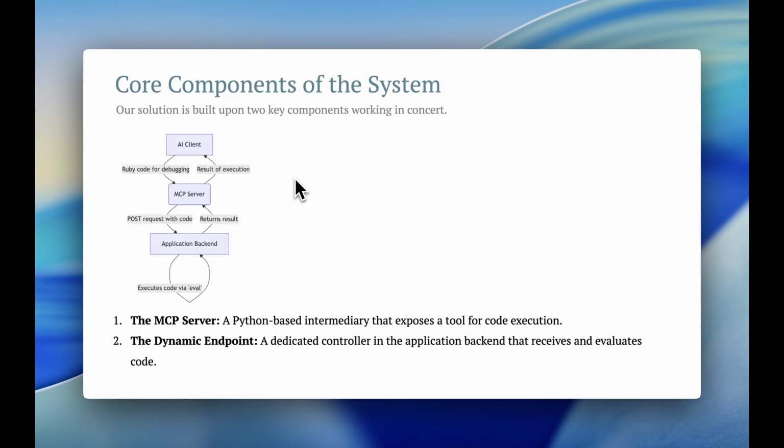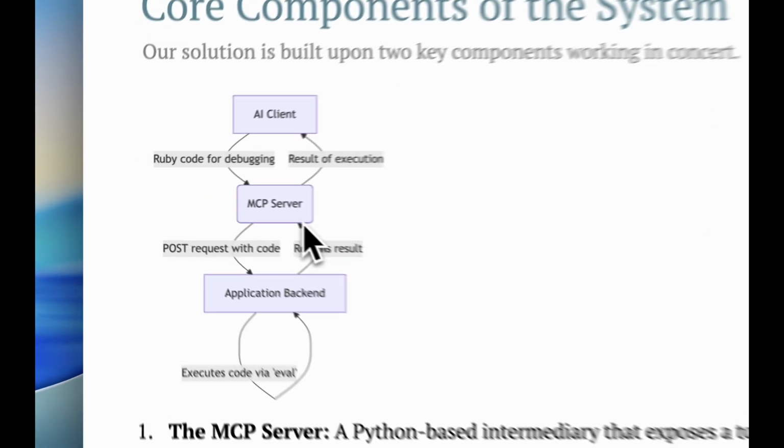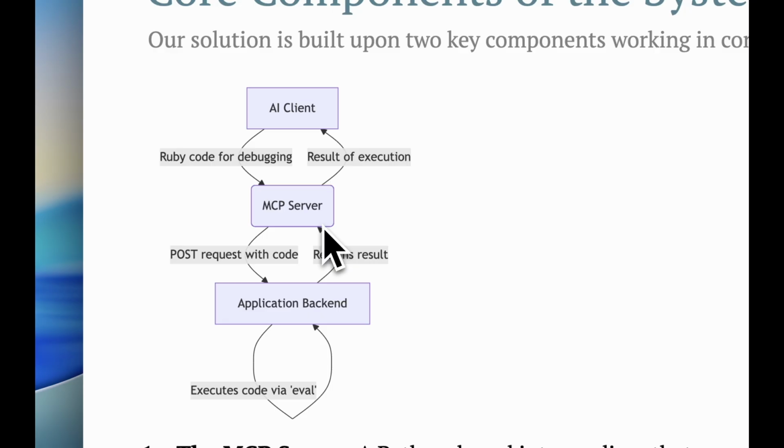Let's break down the architecture of this system. It consists of two primary components. First, we have the MCP server, which in this implementation is a Python server, but it could be any MCP server implemented in any language. It acts as a secure and controlled gateway, exposing a tool that accepts code for execution.